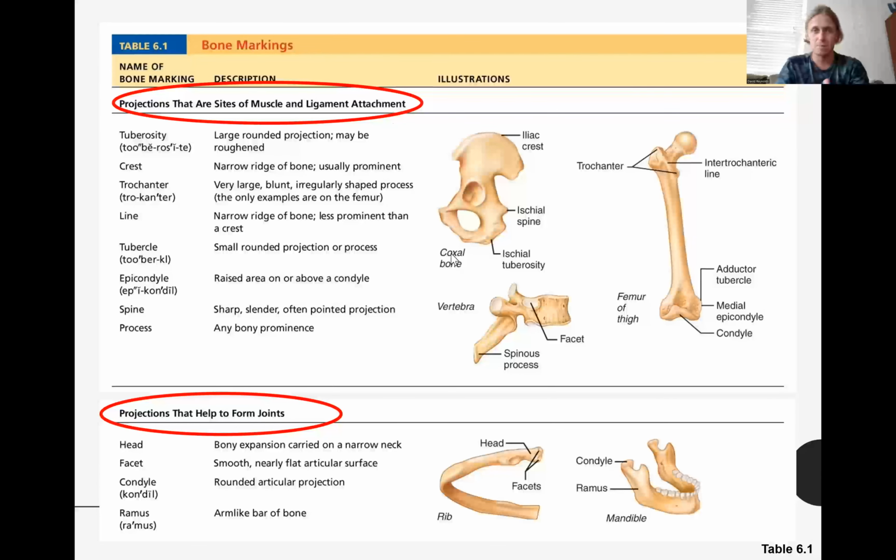So good examples of this would be your iliac crest. All right, so your crest is that really thin part on top of your ilium, which is your hip bone. All right, so it's nice and thin, but it's very prominent. Versus here would be considered a line. You could see it's much shallower and not as prominent as that crest. However, it's still very ridge-like.